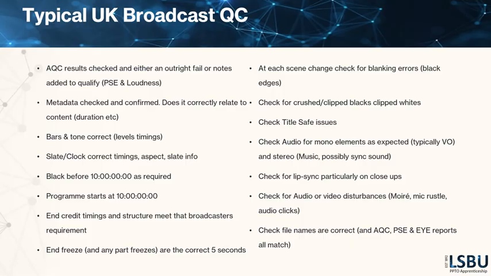Metadata checked and confirmed. Does it correctly relate to the content? If you have levels, bars and tone, lineup, things like that, requested in the spec, then are they present? The same goes with the slate or the clock. Is everything set to the correct timings? Does it say the correct information on the slate? So the slate will contain whether the audio is mono or stereo, whether it's 5.1, it'll say whether it's 16:9, it'll have a lot of details on that clock, and you need to make sure that it has all the correct details.